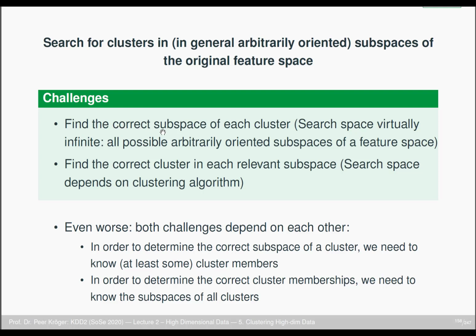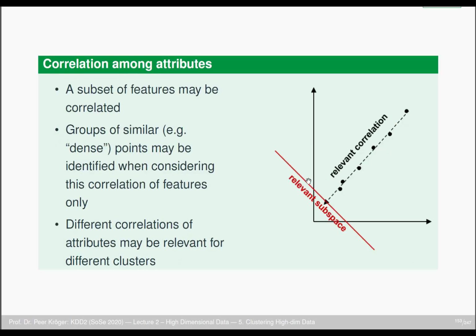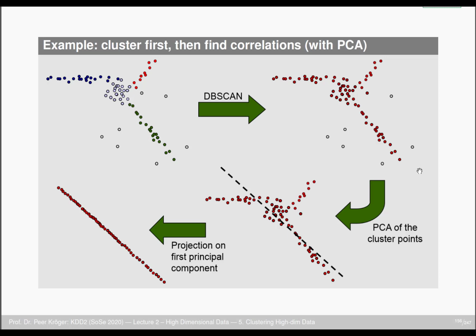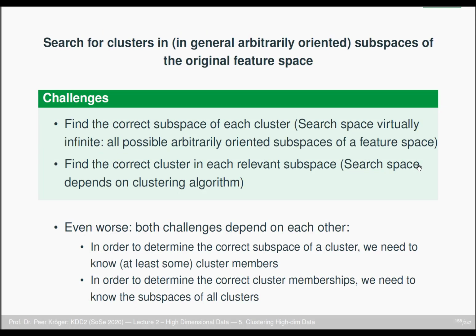The search space for the correct subspace of each cluster is virtually infinite, because all possible arbitrarily oriented subspaces of a feature space, that is anything, that is infinite, at least virtually infinite. So this red line here may be just rotated by 360 degrees, and any of these rotations is one possible relevant subspace. So there is an infinite number, or at least virtually infinite number, of those subspaces.